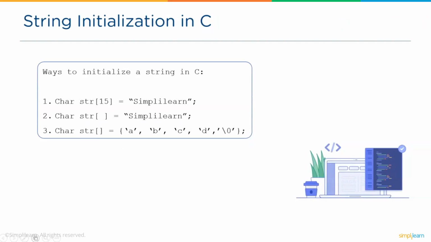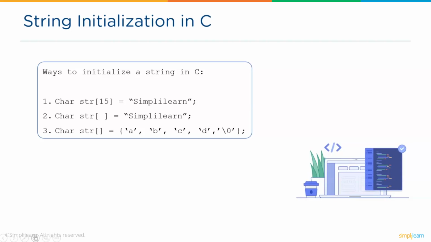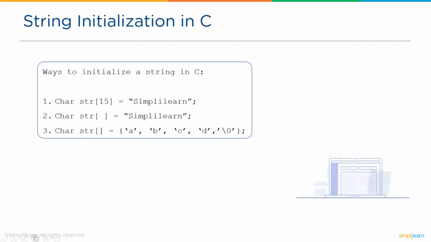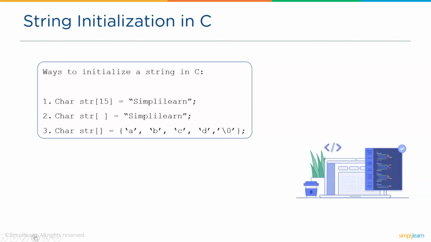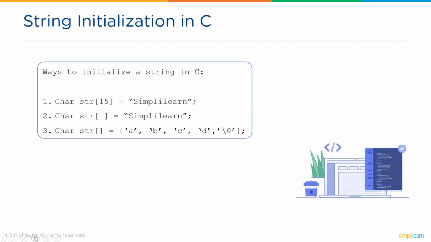First, let's see the ways to initialize a string. We can initialize a string within double quotes by mentioning the string size. And another way is that it can be initialized without mentioning a string size in the subscript. And it can also be initialized inside the curly brackets character by character separated with the comma operator. Just by initializing character by character, the compiler will identify the number of characters in a string. Then it will store the characters in the memory and the terminating character, the null character.